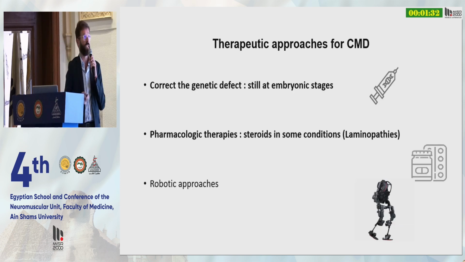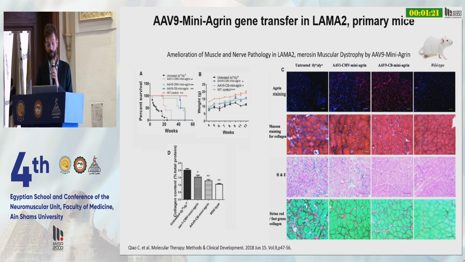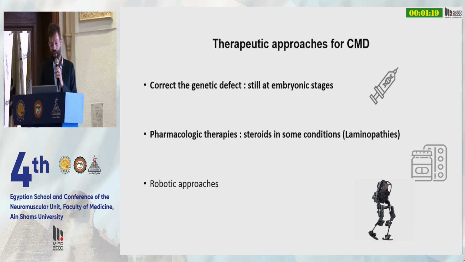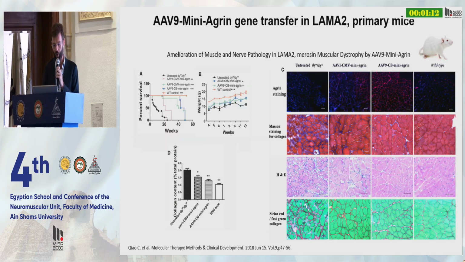Where do we stand for the therapeutic approach? I have less to tell. Unfortunately, we are still at an embryonic stage. I hope we are in the iPS phase, so we can differentiate. And for pharmacologic therapies, we have some steroid approach in some conditions, for example, like laminopathy. And then, of course, the genetic approach.